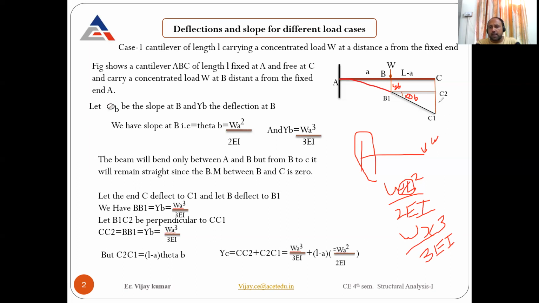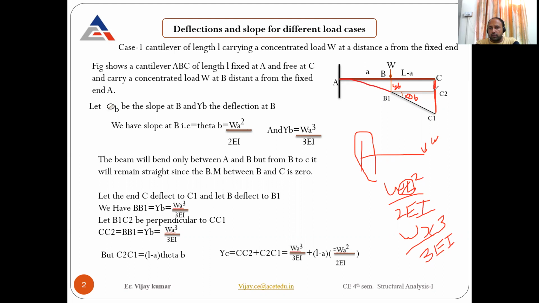I actually want to calculate the total deflection here. As we don't have any load between segment B to C, there will be no bending moment. In this segment the deflection line remains straight. Up to B it will be a curve, and after the B point there will be a straight line because there is no bending moment, or better to say, no load, between B and C.